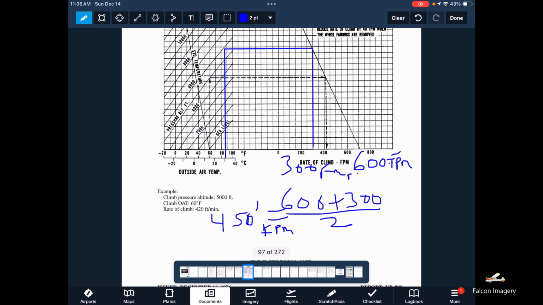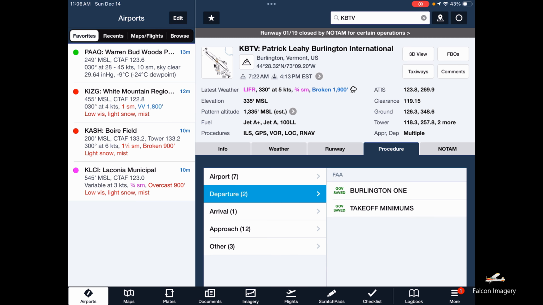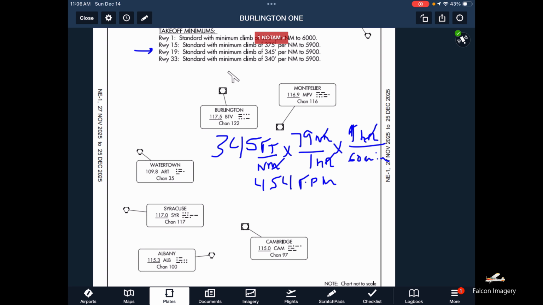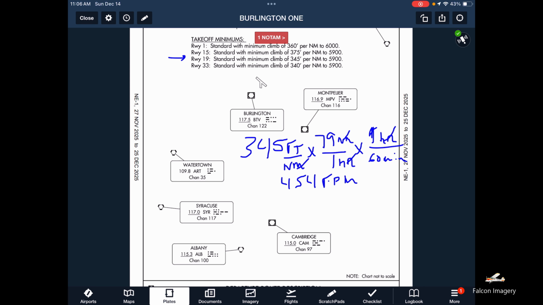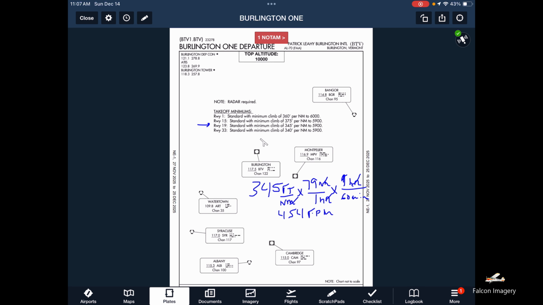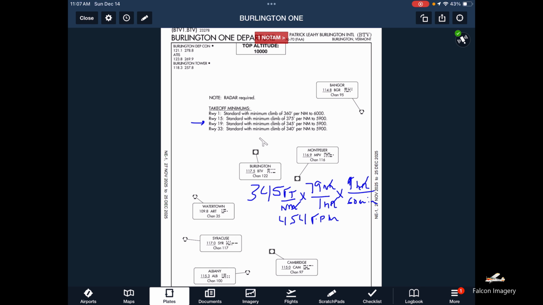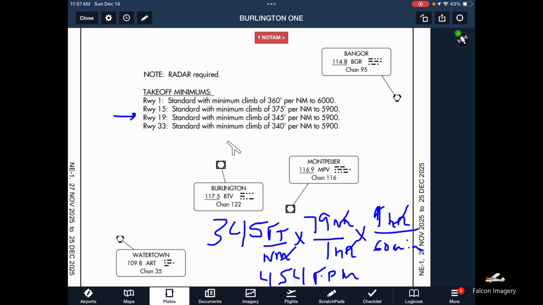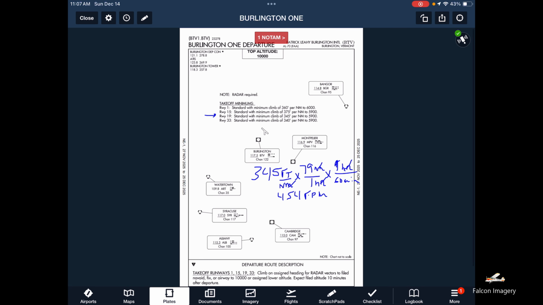Now, let's go back and compare that to what we determined for the climb rate for this SID. So go back to the SID, Burlington 1, and you can see here we needed a climb rate of at least 454 feet per minute. So we're 4 feet per minute short here. And so as a result of that, because it's so hot out, I used 30 degrees Celsius, we would not be able to meet the minimum climb gradient as specified here of 345 feet per nautical mile, and thus we could not accept the SID.